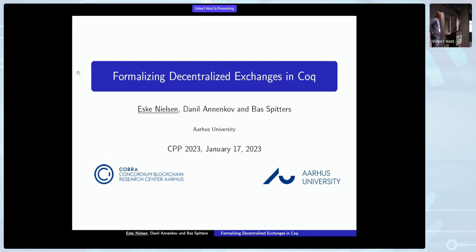So I'm Eske from Aarhus University, and I've been looking at how to formalize decentralized exchanges and similar kinds of smart contracts inside of Coq, together with Danil, Annenkov, and Dexter.